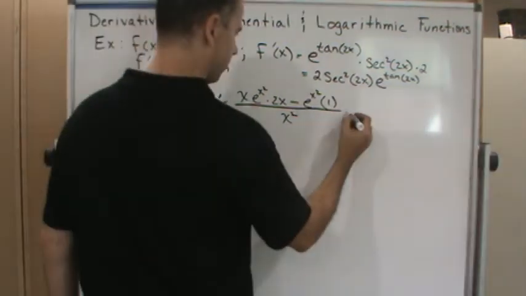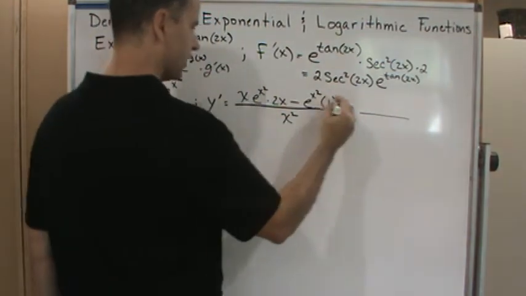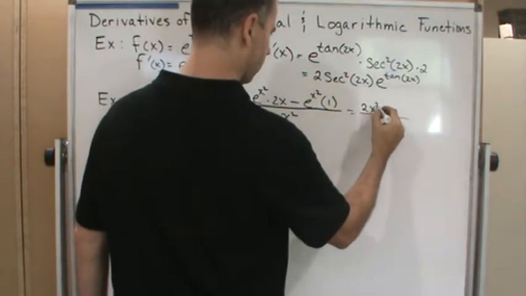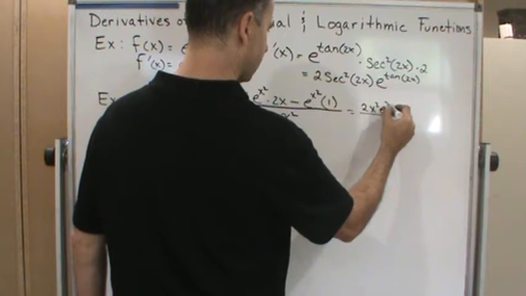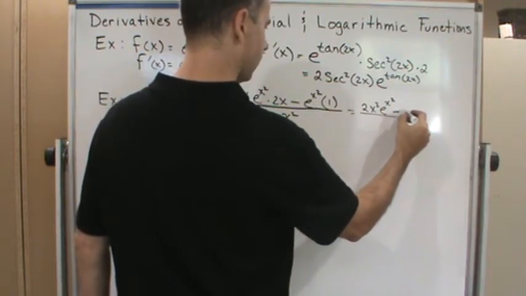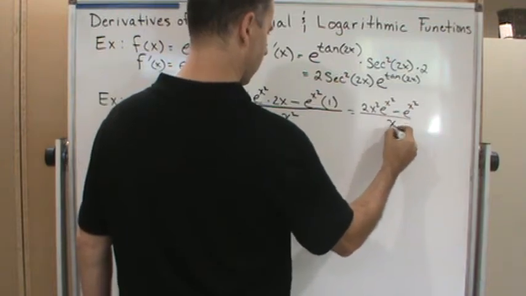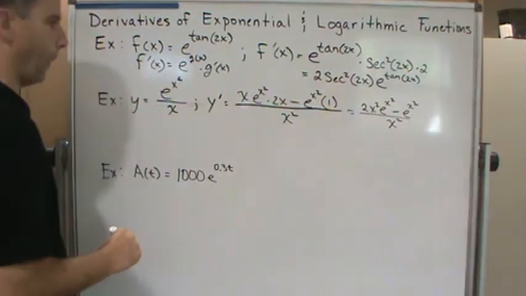And so let's simplify this. We get 2x squared e to the x squared minus e to the x squared over x squared.